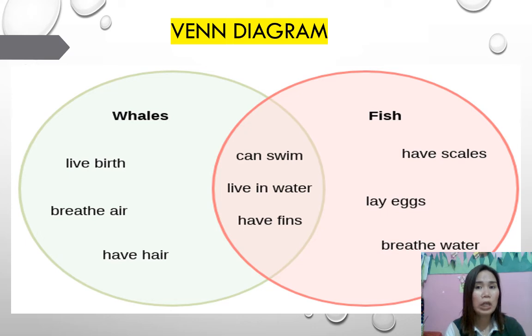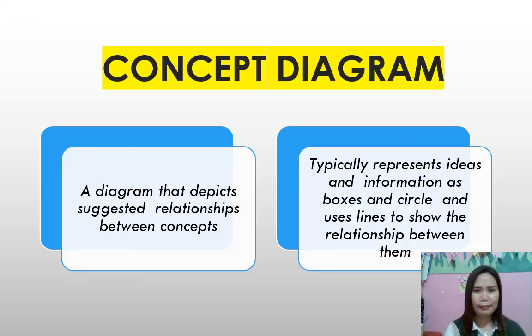So we have here an example of Venn diagram. So the differences of whales and fish and the similarities. So in using Venn diagram, you are comparing and contrasting whales and fish. And the overlapping circle is the similarities between the whales and the fish. Okay, so that is Venn diagram.